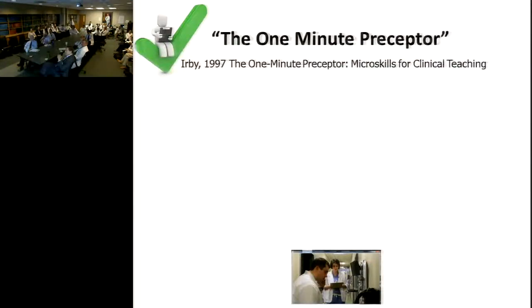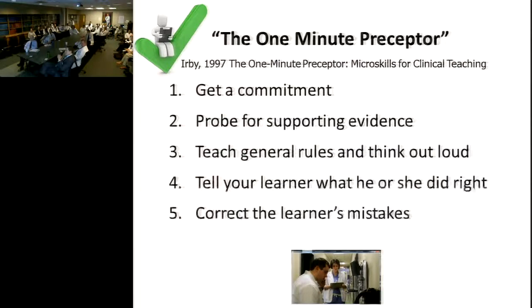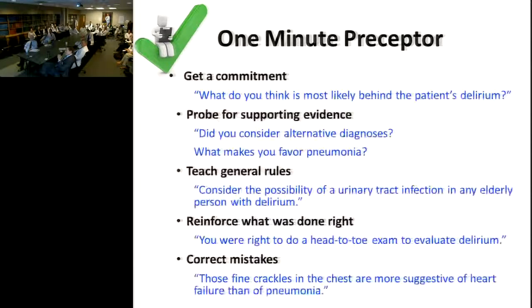Yay, that was good. All right, so here's another example of a different area and words that you might say to sort of facilitate this idea. Like getting a commitment, probing for evidence, teaching general rules, reinforcing what they did well, and correcting any mistakes or giving feedback.